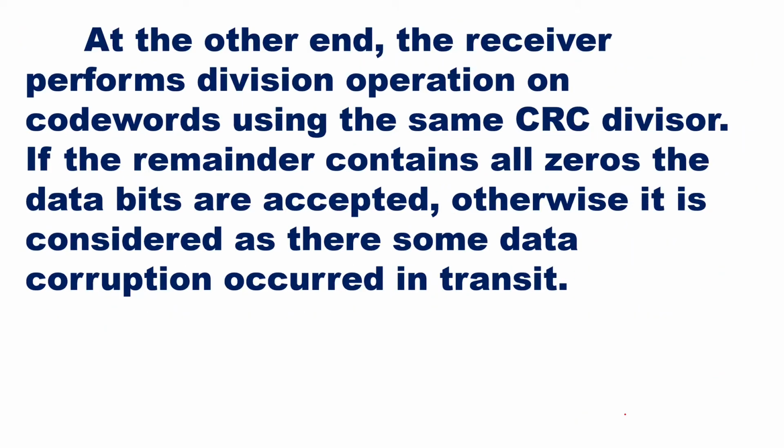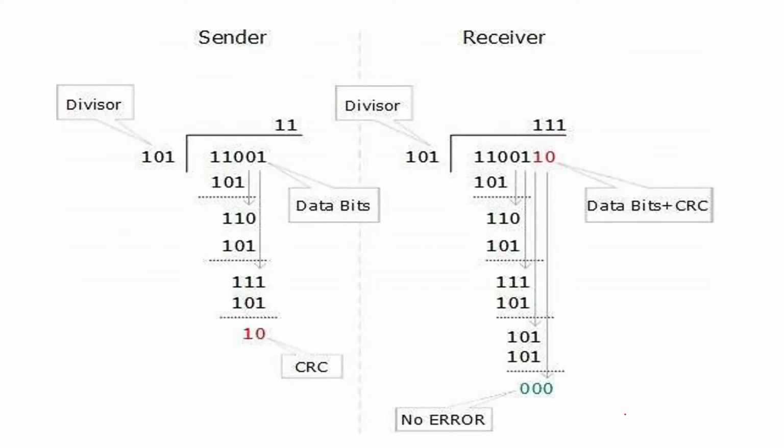Then at the other end, the receiver performs the same division operation on the code word using the same CRC divisor. If the remainder contains all zeros, the data bits are accepted. Otherwise, it is considered that some data corruption occurred in the transmission. So what exactly this procedure is, you can understand with this example. Here we'll take an example. Let our data bits be 11001.